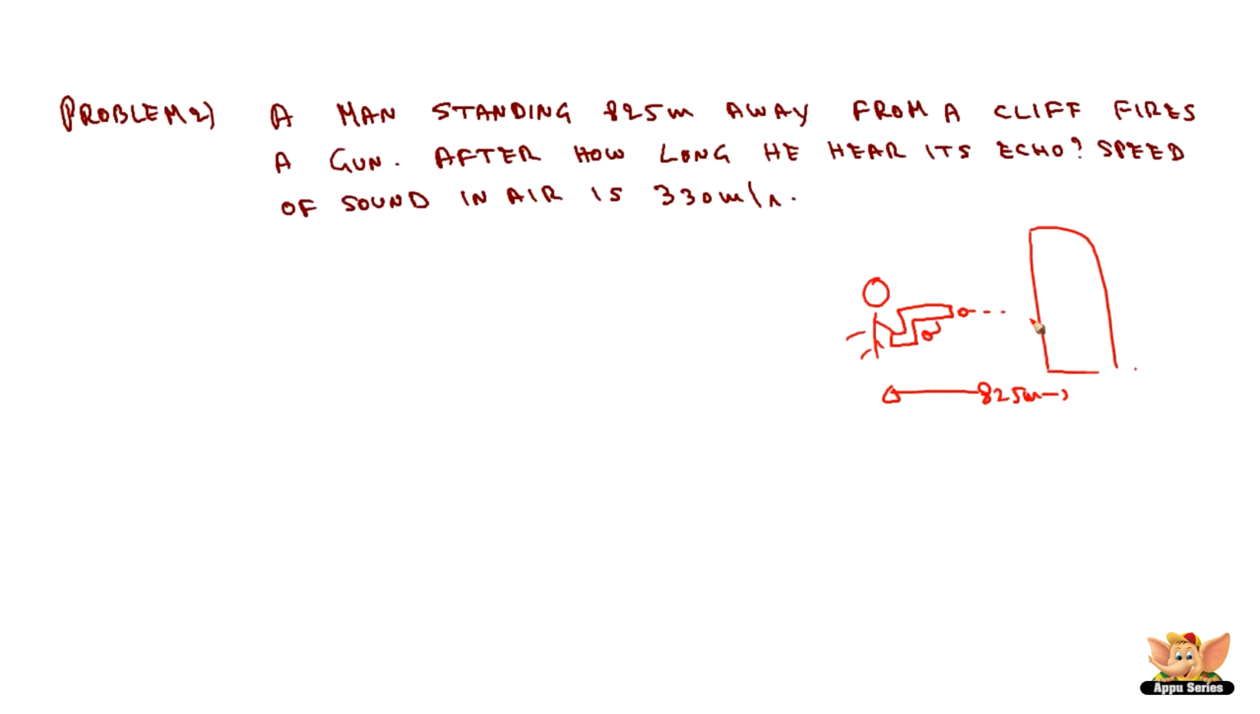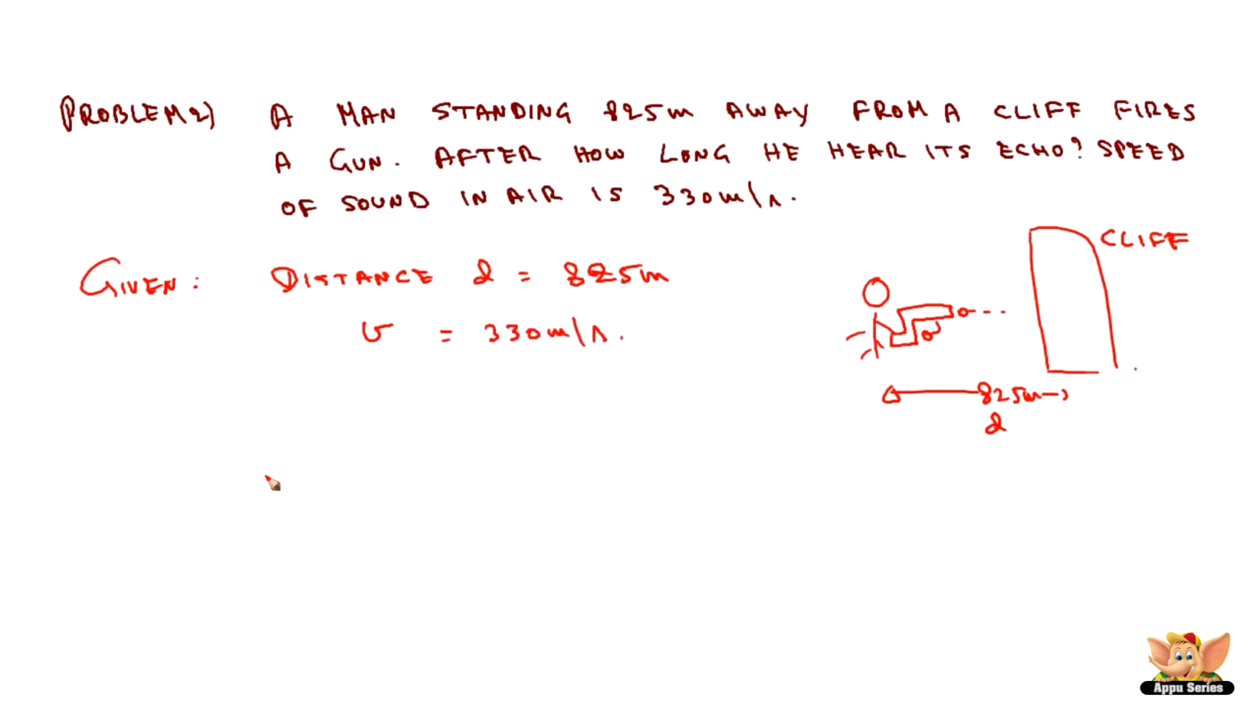What happens when he fires a gun? The sound wave travels and hits the cliff and reflects back. So there is an echo. So after how long does he hear it? So we need to find the time for the echo. So what are the given things here? The distance between the man and the cliff, d, is given as 825 meters. And the other thing which we have is the velocity of sound in air, v, is 330 meters per second.